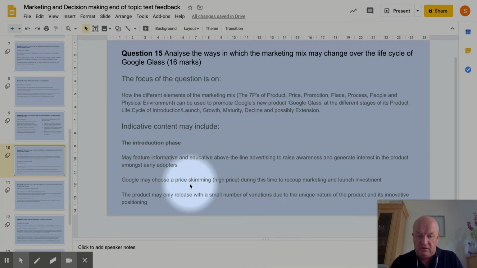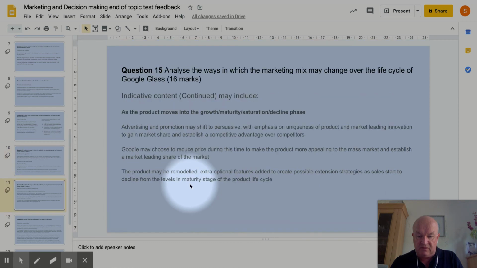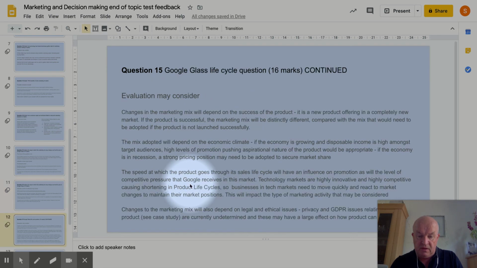So let's take a look at the next thing then. We looked at the introduction phase. We've looked at the different ways in which our advertising and marketing activity, our marketing mix, might change over time. But then we also need to think about evaluating and putting together a conclusion.